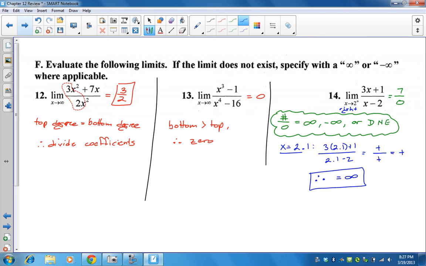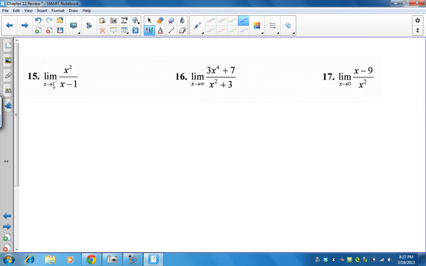So there's 14. Let's see, 15, approaching 1 from the left. Same type of thing. I'm going to start by plugging in 1. 1 squared is 1. 1 minus 1 is 0. And again, I have a number divided by 0. And a number divided by 0 means you have to look just to, in this case, the left side. So I need a number on the left side of 1. Now I would plug in 0.9 because that's just on the left side of 1.